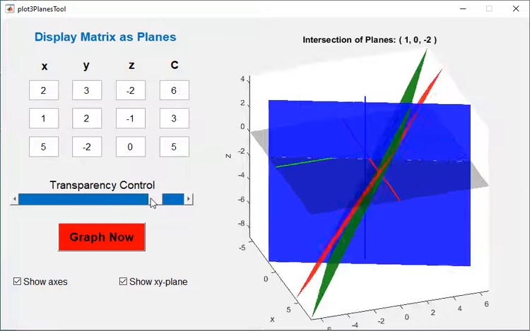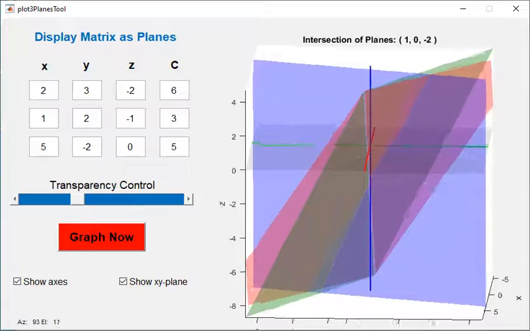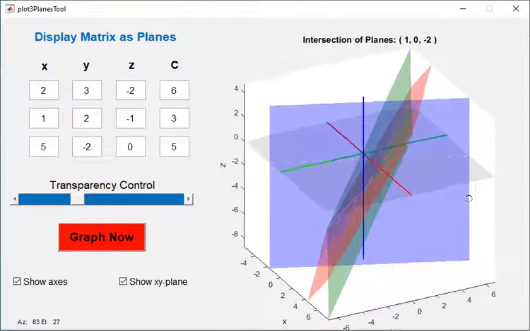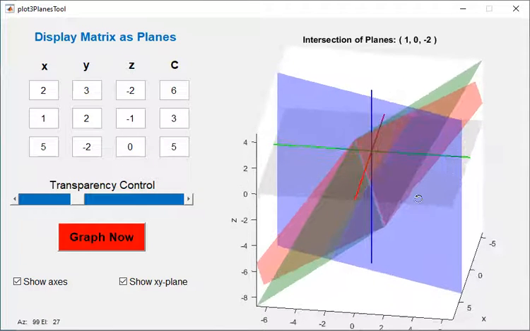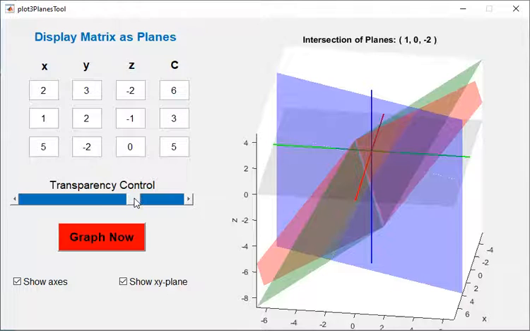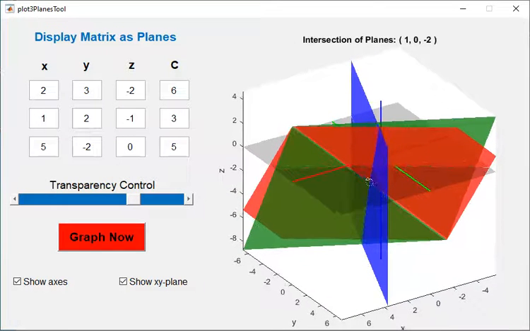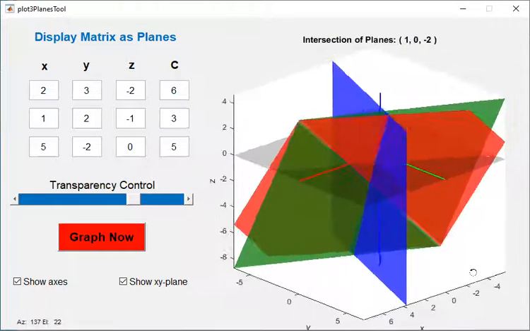Now, if I make it more transparent, you can kind of see how the axes show up in there. So there is a single point of intersection on the graph at 1, 0, -2. So all of the planes come together. It's actually easier to see that they all come together at a single point if I make it less transparent. There's a point where the red, green, and blue all come together, and that point is 1 in the x direction, 0 in the y direction. So we're on the y-axis. You can kind of see that it should be right on the green axis, the point of intersection.